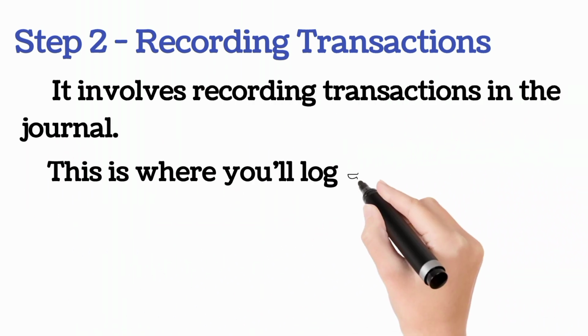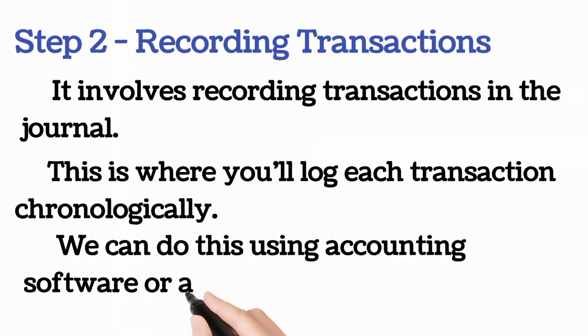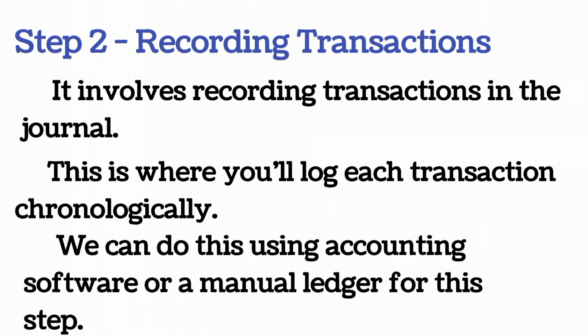Next up is recording transactions in the journal. This is where you'll log each transaction chronologically. You can use accounting software or a manual ledger for this step. Each entry should include the date, accounts affected, amounts, and a brief description. This step is crucial because it ensures that all transactions are captured accurately.